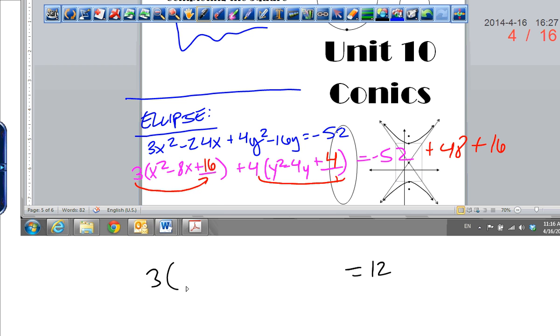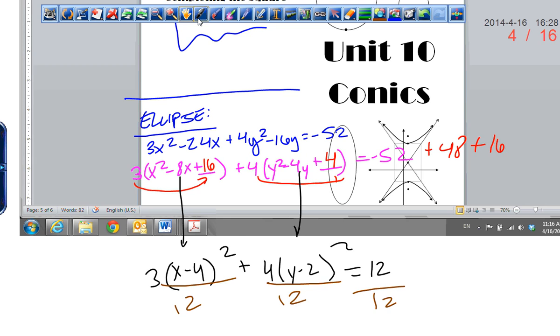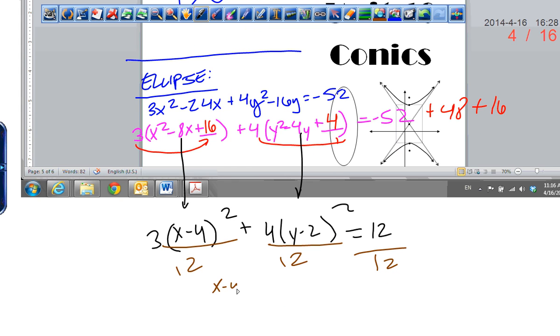Over here, I factor that, x minus 4 squared plus y minus 2 squared. If you're getting stuck with factoring, it's just half of negative 8, half of negative 4. Then this is supposed to equal 1, so I'm going to divide everything by 12. So when I do that, I get x minus 4 squared over 4 plus y minus 2 squared over 3 equals 1. And that's it.